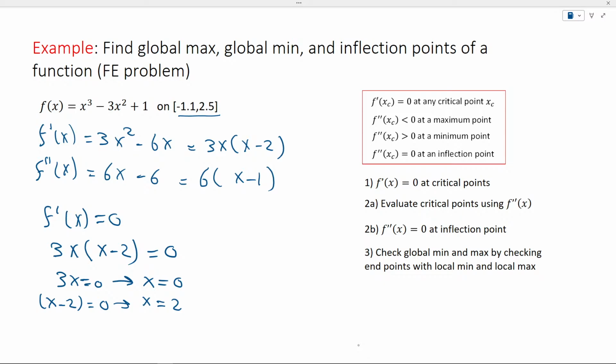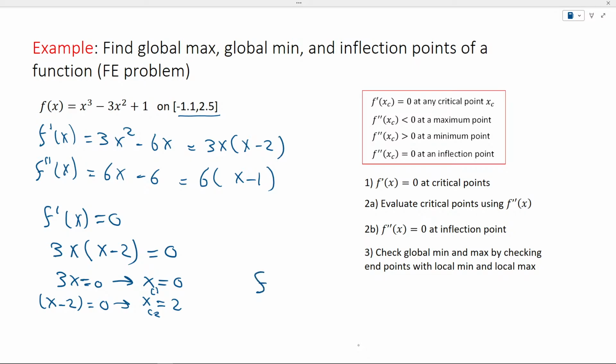I just want to use my first derivative test, which told me that I have critical point 1 and critical point 2. I don't know whether each is a min, max, or inflection point. Can I know this? Yes, I can know this from my second derivative test. How? I just evaluate these critical points using my second derivative.